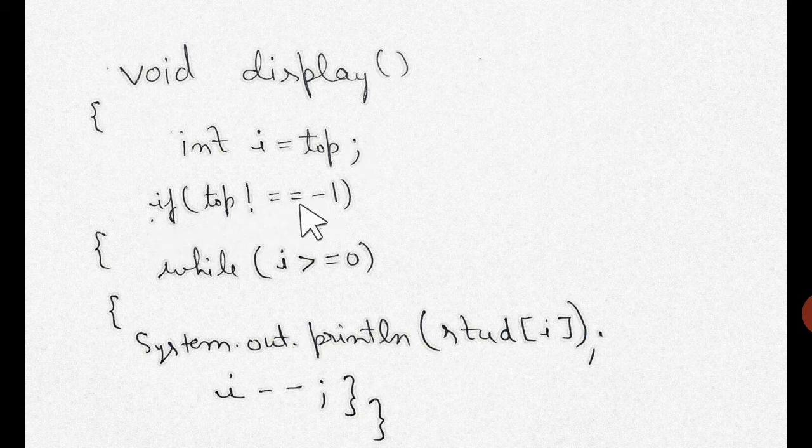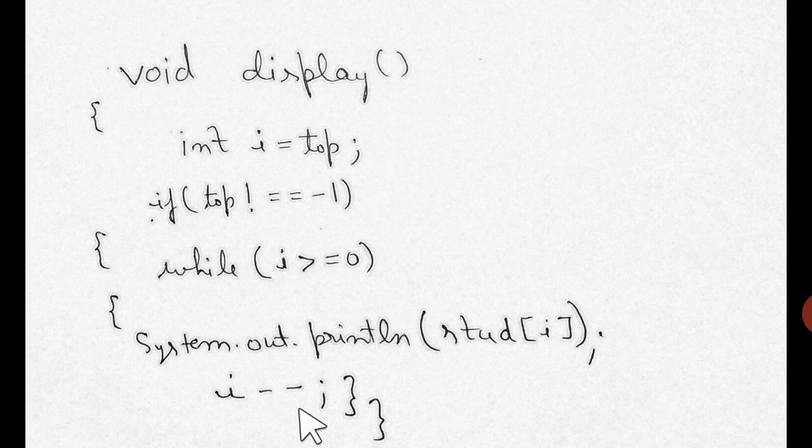When it is not equal to -1, then you start displaying the data. So here, while i is greater than or equal to 0, you will display. Here the i value is already holding the value of top. So System.out.println(stud[i]): that element will be displayed on the screen. Which element? The one at the top. Then i-- moves to the next element, and then the next element, like this.